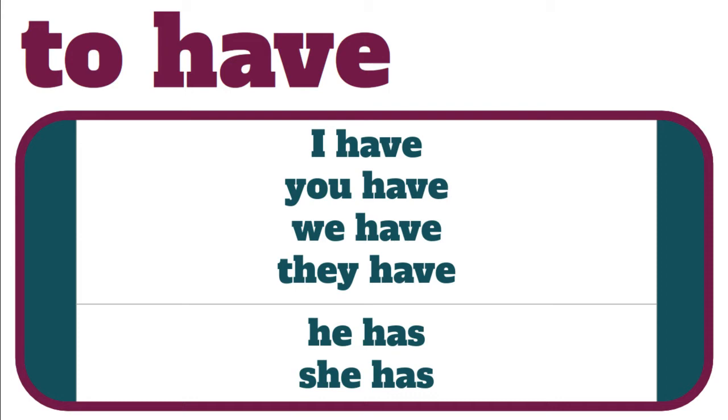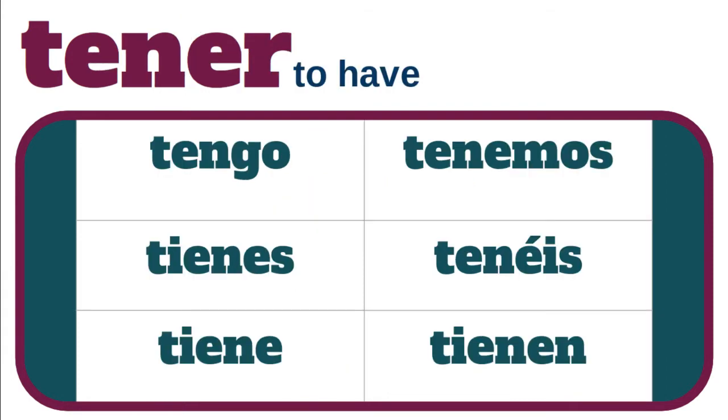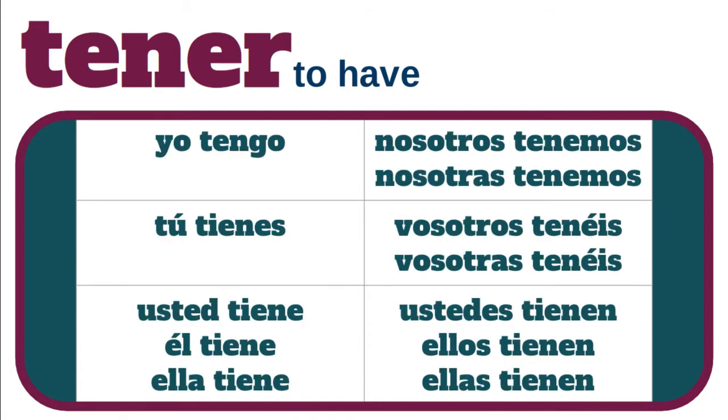The same thing happens in Spanish, except in Spanish, instead of two forms, there are 6 different forms. Tengo, tienes, tiene, tenemos, tenéis, and tienen. And which one we use depends on who we're talking about. So here's our full chart with the pronouns included, and we're going to go through each one by one to talk about how they're used.